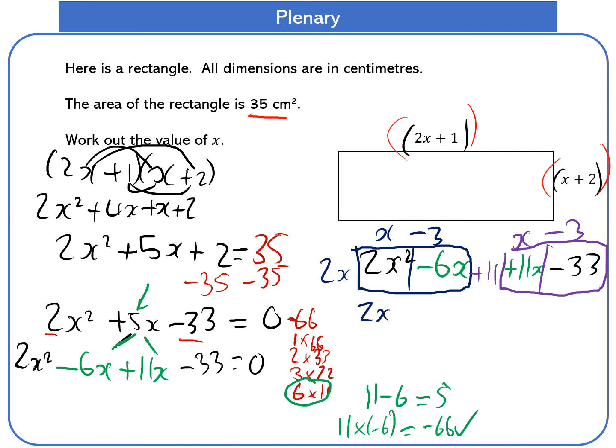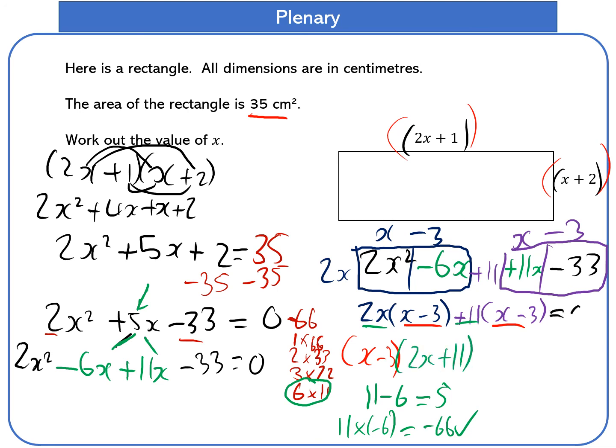So I've got 2x bracket x minus 3 plus 11 bracket x minus 3. We know this is the same. So I've got x minus 3, and then I've got my other one, 2x plus 11. And we recall that is equal to 0. Now I need to solve here. I'll just make that equal to 0. I suggest that you use several pages so you can keep all your working really neat.